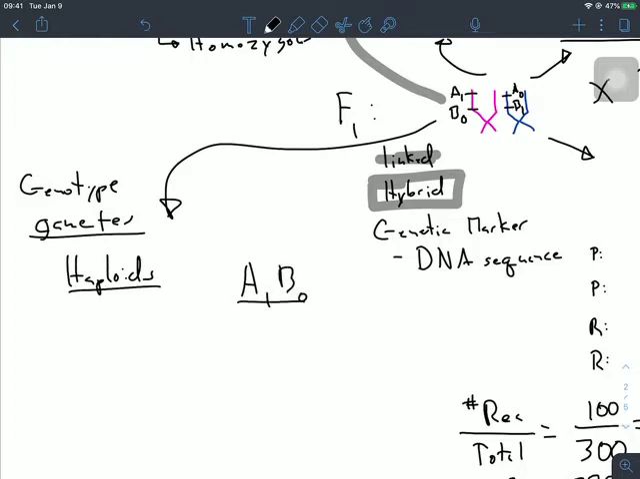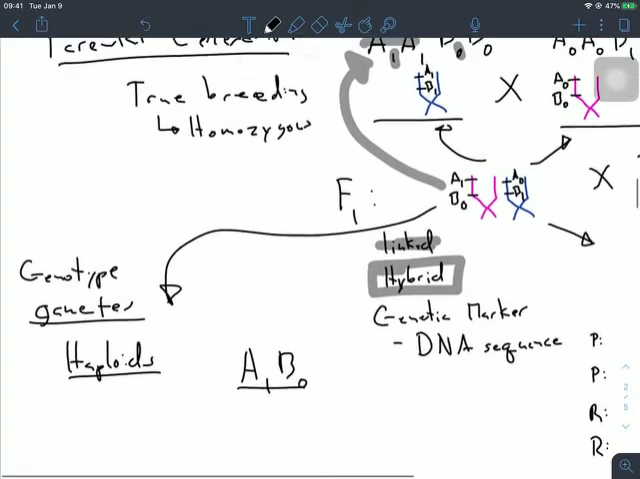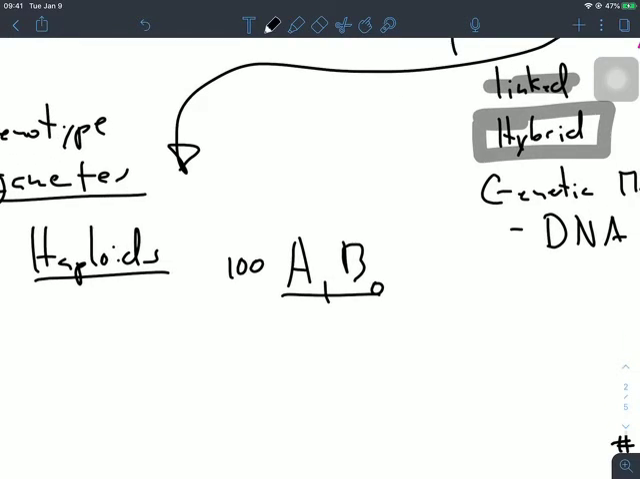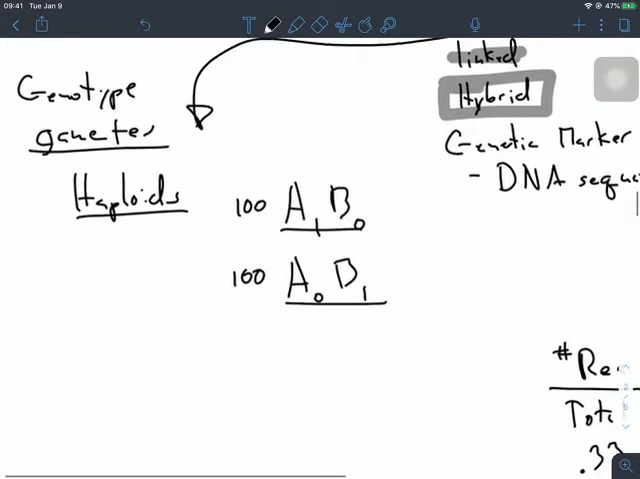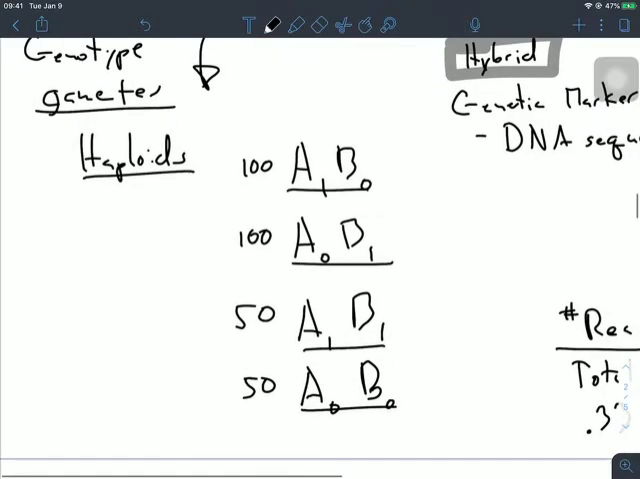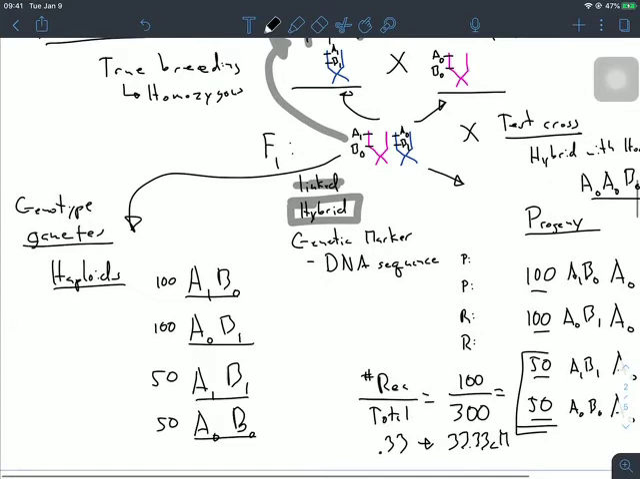So you'll be able to go in and count how many sperm have A1B0, and if we again have that number at 100, how many sperm have A0B1? Go ahead again and put that number at 100 for the simplicity of math here. And then you're going to look at your recombinant types, A1B1 and A0B0. These would again be 50 and 50, keeping consistent with our previous example of the test cross.